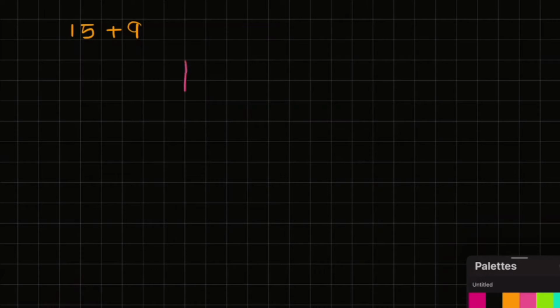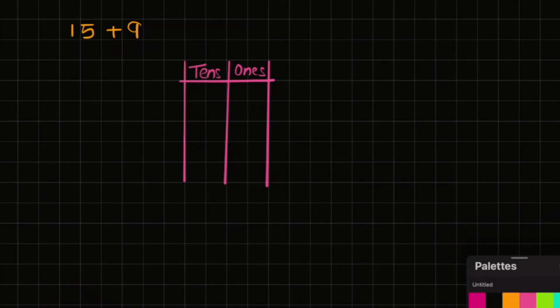To understand this regrouping concept, I'm going to draw two columns because we are dealing with two-digit numbers over here. The first column is called ones, the next column is called tens. So let's take a look at the number. In case of 15, this 5 belongs to the ones column, so let's write that. This 1 belongs to the tens column, so let's write that in the tens column.